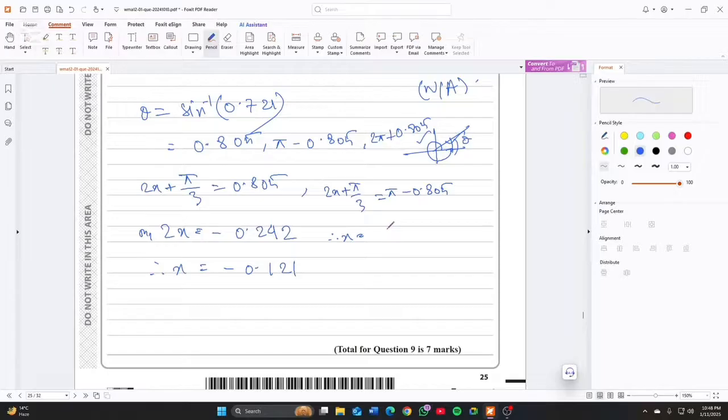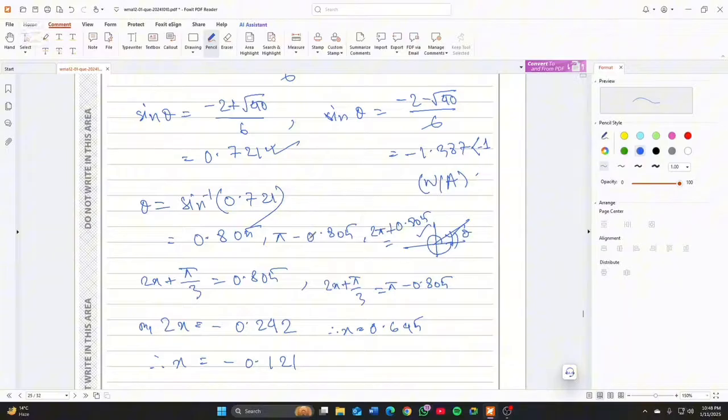Alright, so for this we will get the value of 0.645, and for this one, 2x plus pi by 3 equals 2 pi plus 0.805. For this, the x value is 3.02. I think that is it, right? Or maybe we can find another value.